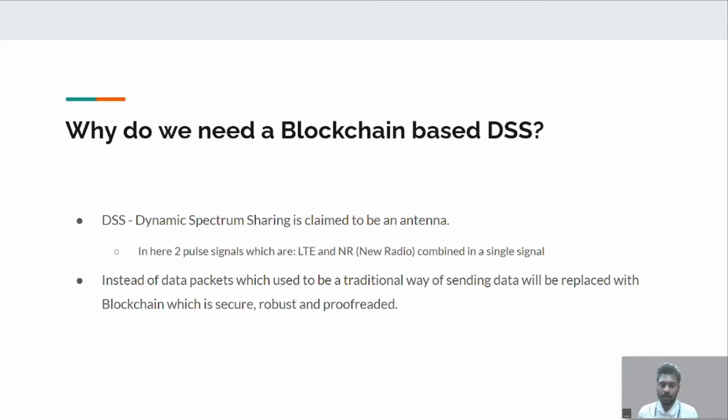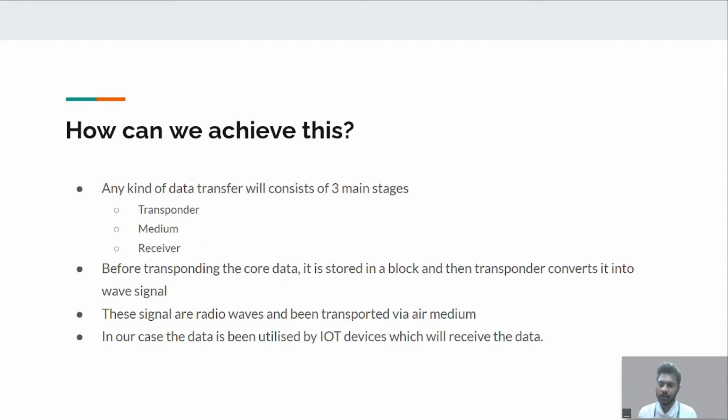So, sending data. And why blockchain? Because it's secure, robust and proofread. It's proofread because the data which has been sent will be kept track of in the previous block. And it is robust because you cannot breach or disrupt the data, and it is secure because of its robustness.